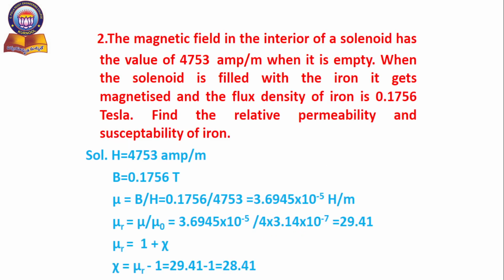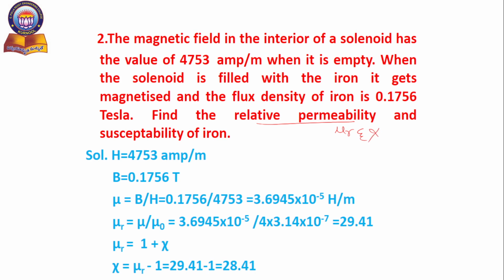Coming to the second problem: the magnetic field in the interior of a solenoid has the value of 4753 ampere per meter when it is empty. When the solenoid is filled with iron, it gets magnetized and the flux density of iron is 0.1756 Tesla. Find the relative permeability and susceptibility of iron. So we have to find out both relative permeability mu R and susceptibility Xi of the iron.